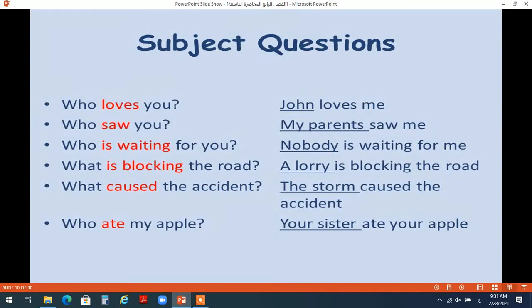As for the subject, if it is something inanimate, for example, a lorry or the storm, in this case we don't use the WH word who, but rather we use the WH word what. For example, a lorry is blocking the road. So the WH question for this statement will be what is blocking the road? And the storm caused the accident. Again, we have an inanimate subject, so the WH question for this statement will be what caused the accident? Again, in the last example, your sister ate your apple. Here again, we have a subject which is animate. So the WH question will be who ate my apple?